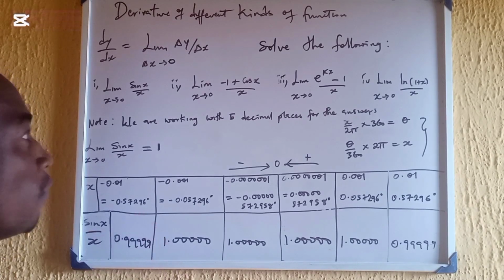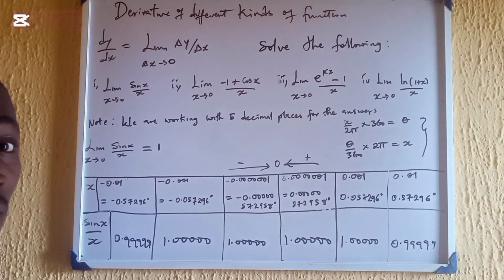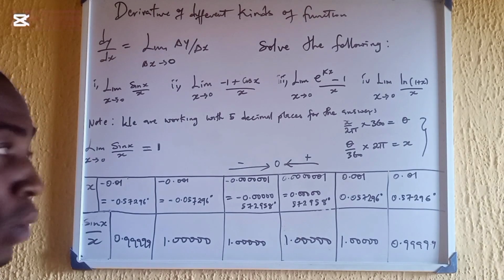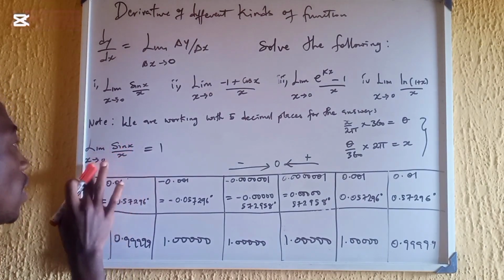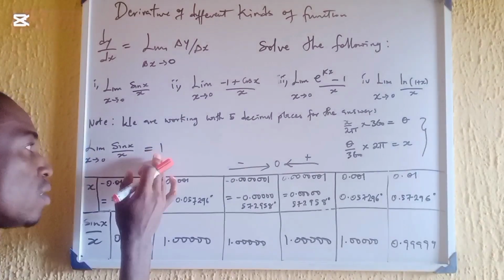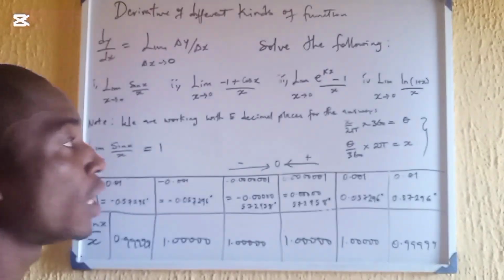So why are we interested in finding these limits? Because we'll be needing them for the derivative of the functions we'll be looking at. So the first one we have is limit of sin x over x as x tends to 0. And this is equal to 1. We'll find out if that's true.